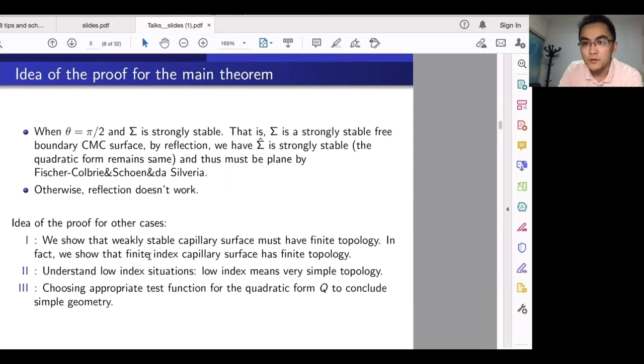And in the second step, we want to understand more about the lower index situations. So we want to show that the lower index is equivalent to a low topology. Then in the third step, we actually construct a proper test function so that when we plug the test function u into the quadratic form, we can conclude that the surface has simple geometry. Not only simple topology, it also has simple geometry. It's actually a plane. Okay.